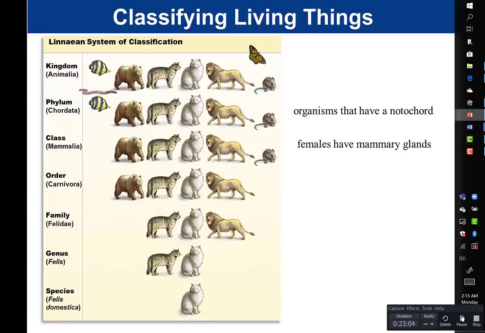So if we look at our classification and go through an example, again, our most broad classification would be our domain.